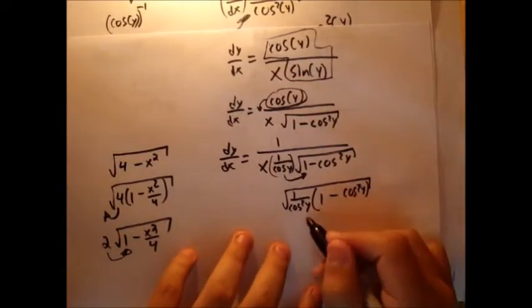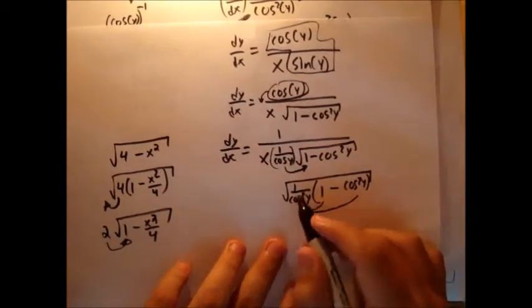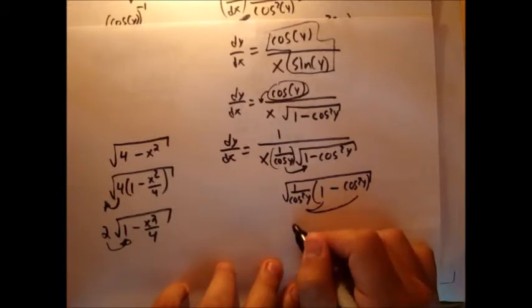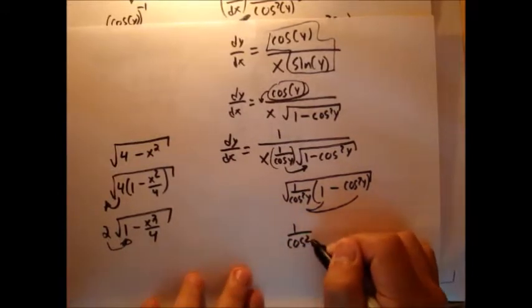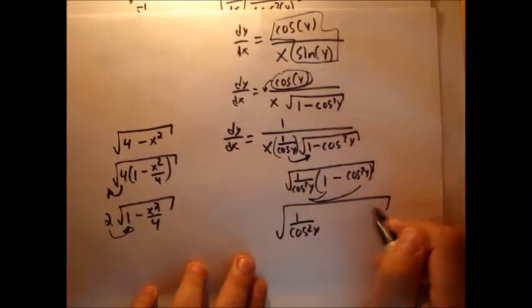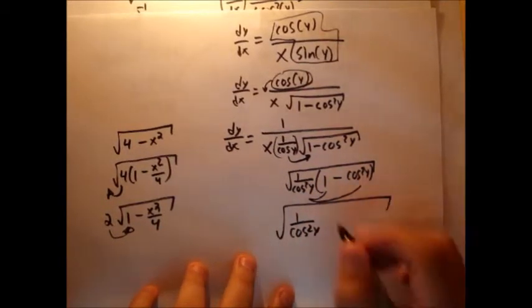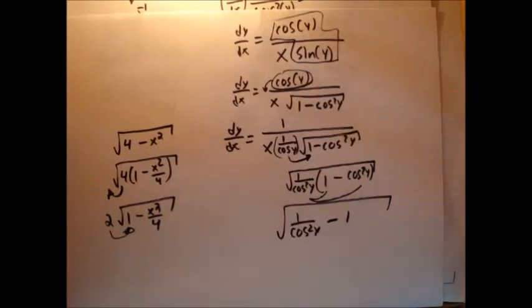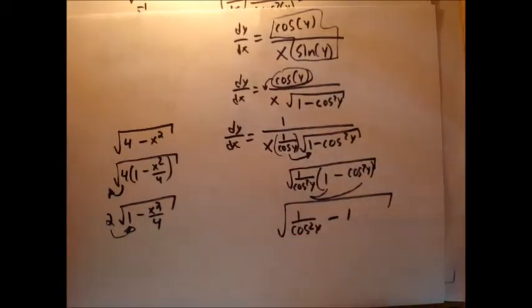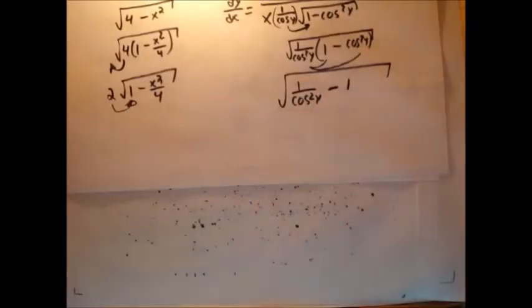Well, let's reintroduce it into the statement. 1 over cosine y times 1. Oh, I see a secant already. And cosine squared y divides the cosine squared y right here. So that just leaves minus 1. Okay, we're almost done. Here we have a secant. Now it's just a matter of rewriting it.